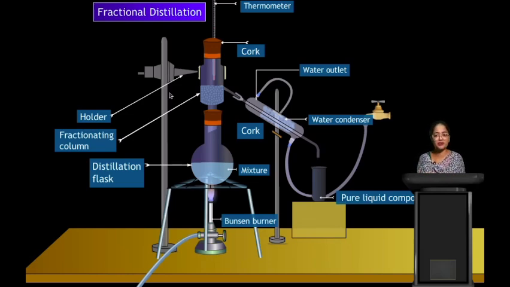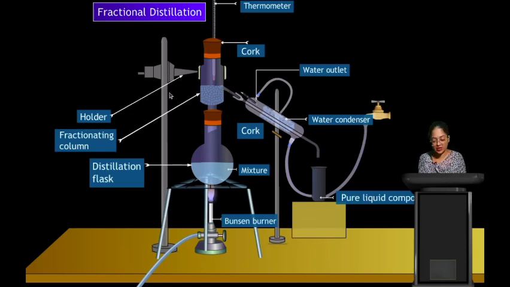So you have a little bit of the same apparatus. We have the same distillation flask here. There's a mixture of miscible liquids. There's again the same Bunsen burner. We have just the holder, and this is the fractionating column. In this fractionating column we can see some bubbles, no? These are glass bubbles, okay? And then we have a cork. The thermometer is placed on the cork.